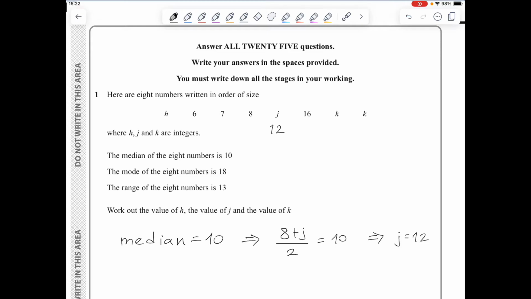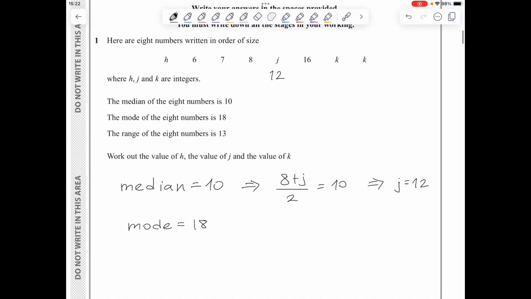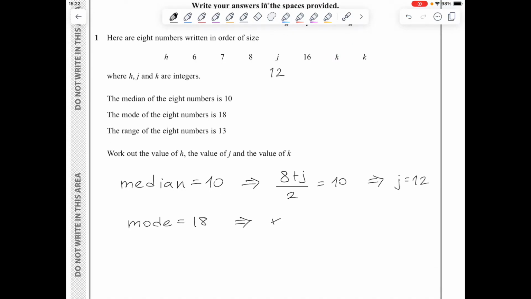Now the mode is equal to 18. And you can see from the data that the most frequent observation is k, the two k's at the end. Therefore, k is equal to 18.